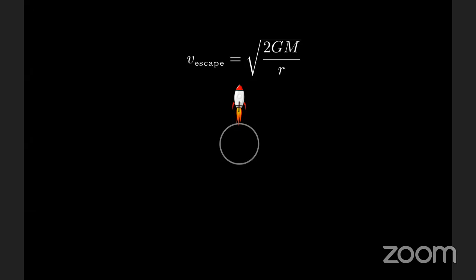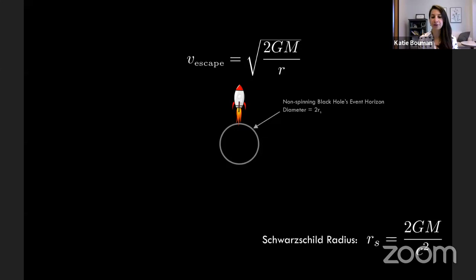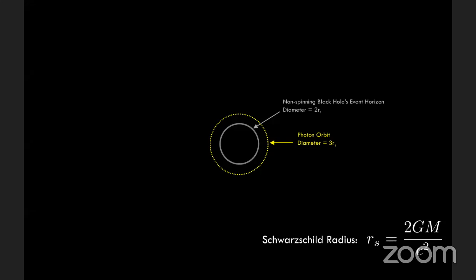So if you take a fixed size mass from this equation, you can calculate the particular size you need to compress it into in order to get a black hole. And that critical radius is called the Schwarzschild radius. But actually what we generally expect to see is not the event horizon itself, but instead the point at which photons are orbiting around the black hole, on what is called the photon orbit. But this is an unstable orbit.